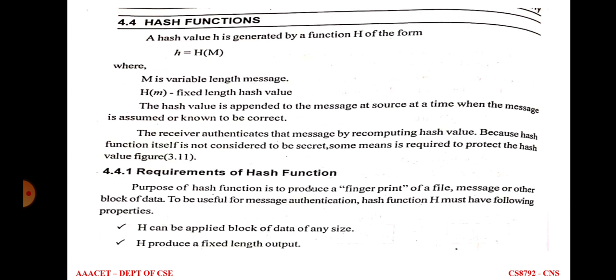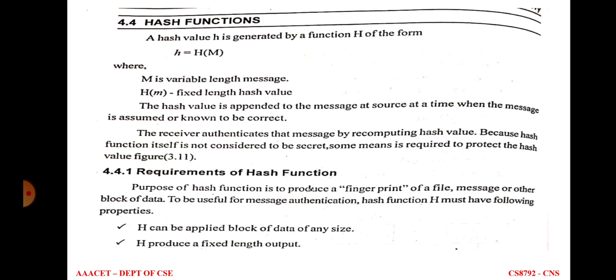The last function of authentication is the hash function. The hash value is generated in the form h = H(M). Small h is the hash value, hash code or message digest, and capital H is the hash function producing a fixed length value, and M is the variable length message. M is the variable length input, and by applying the hash function on this variable length message we produce the fixed size hash value, that is small h, the hash code or message digest.